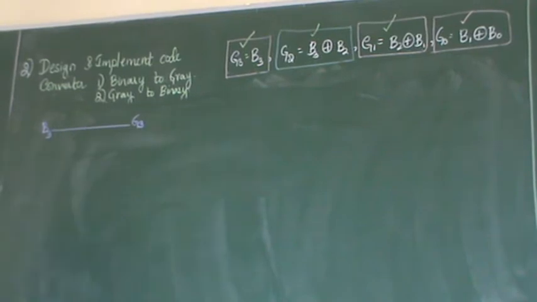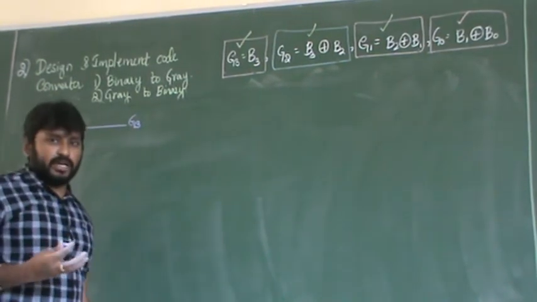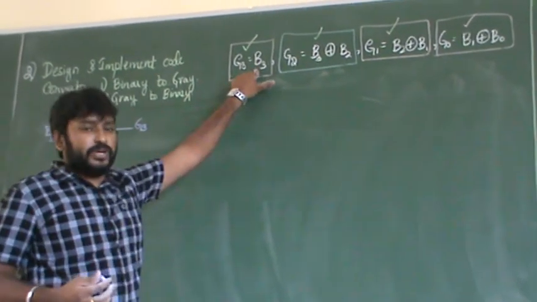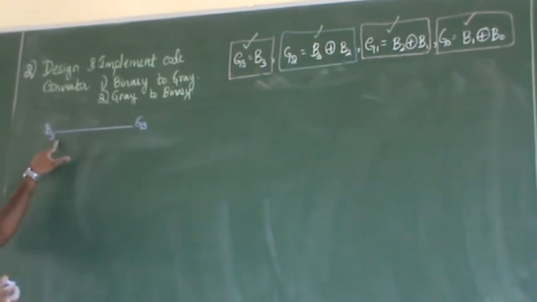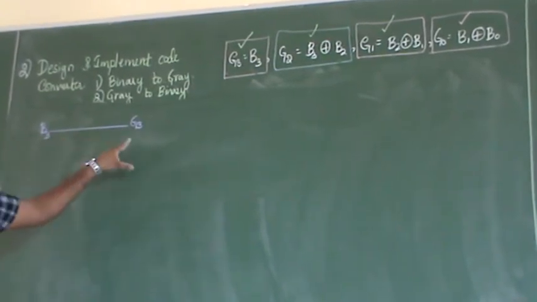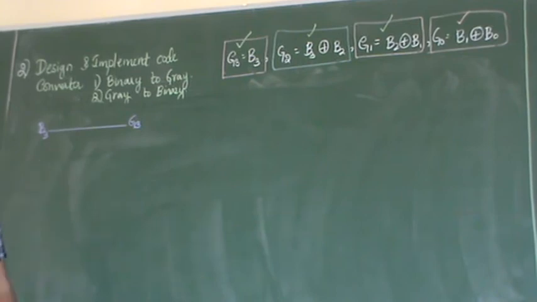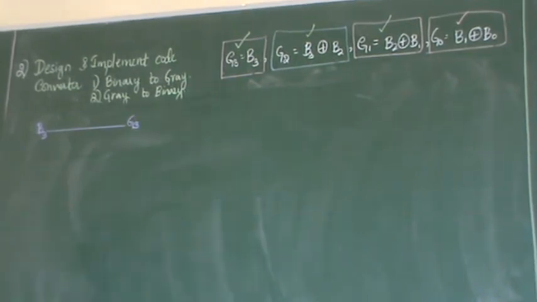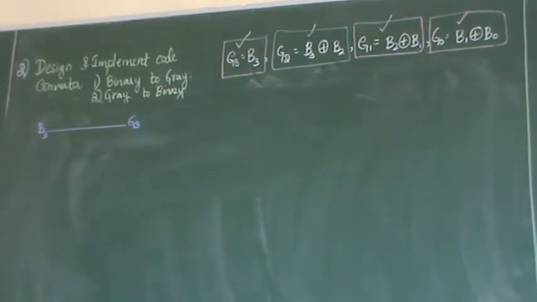Okay, there is no circuit at all. There are no gates that we are using because G3 is equals to B3. There is a single wire from input to output. You have to just connect a single wire. Although implementation part I will explain it in the laboratory session. So try to understand only the circuit diagram, how to write the circuit diagram from the expression.